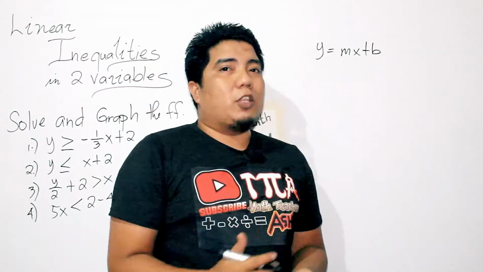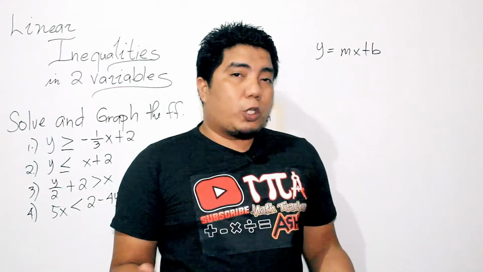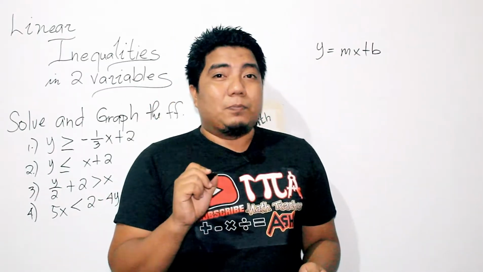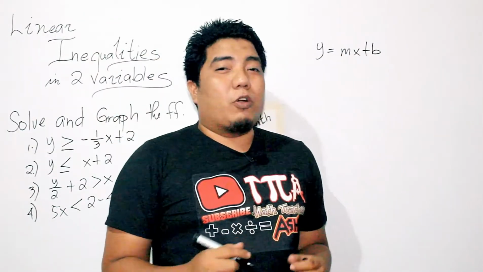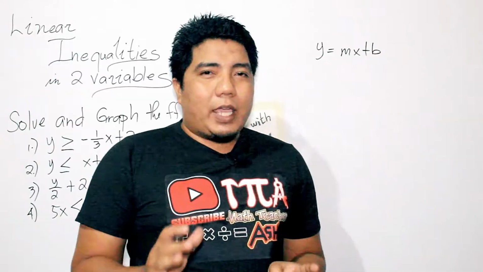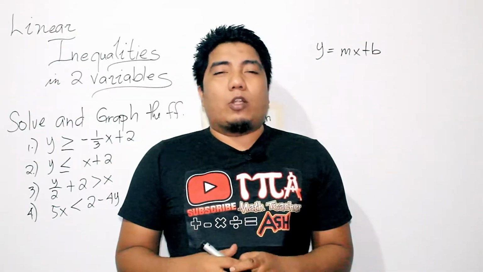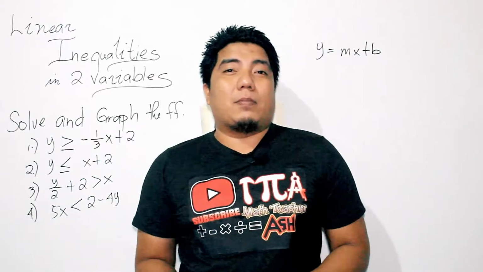If you know the y-intercept, that would be your first point, and then you will just use your slope to have a second point, and then you can just draw the line, or you can just draw the graph, and that's it. However, here in linear inequalities, we are talking about several solutions. This could be infinite, my dear math learners.